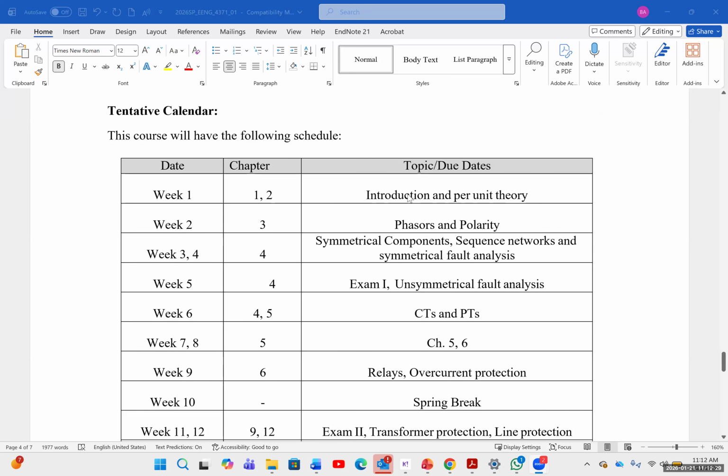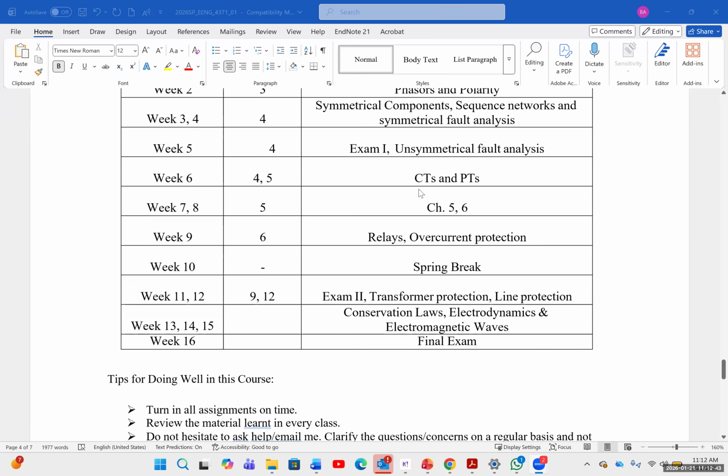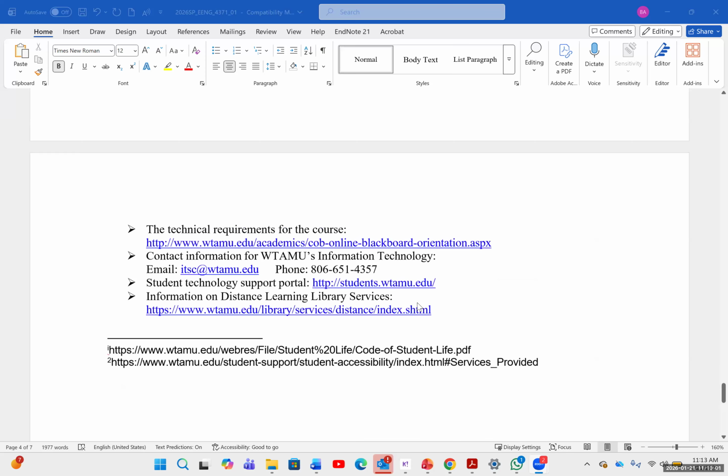In this course, we will have the following schedule. The first week, we're going to have chapters 1 and 2, which is introduction and per unit theory. Then we would start with symmetrical components, sequence networks, and symmetrical fault analysis. Unsymmetrical fault analysis, CTs and PTs if we have time, relays, overcurrent protection. Then we have the spring break, transformer protection, line protection, conservation laws, and electrodynamics and electromagnetic waves. And finally we're going to have the final exam.